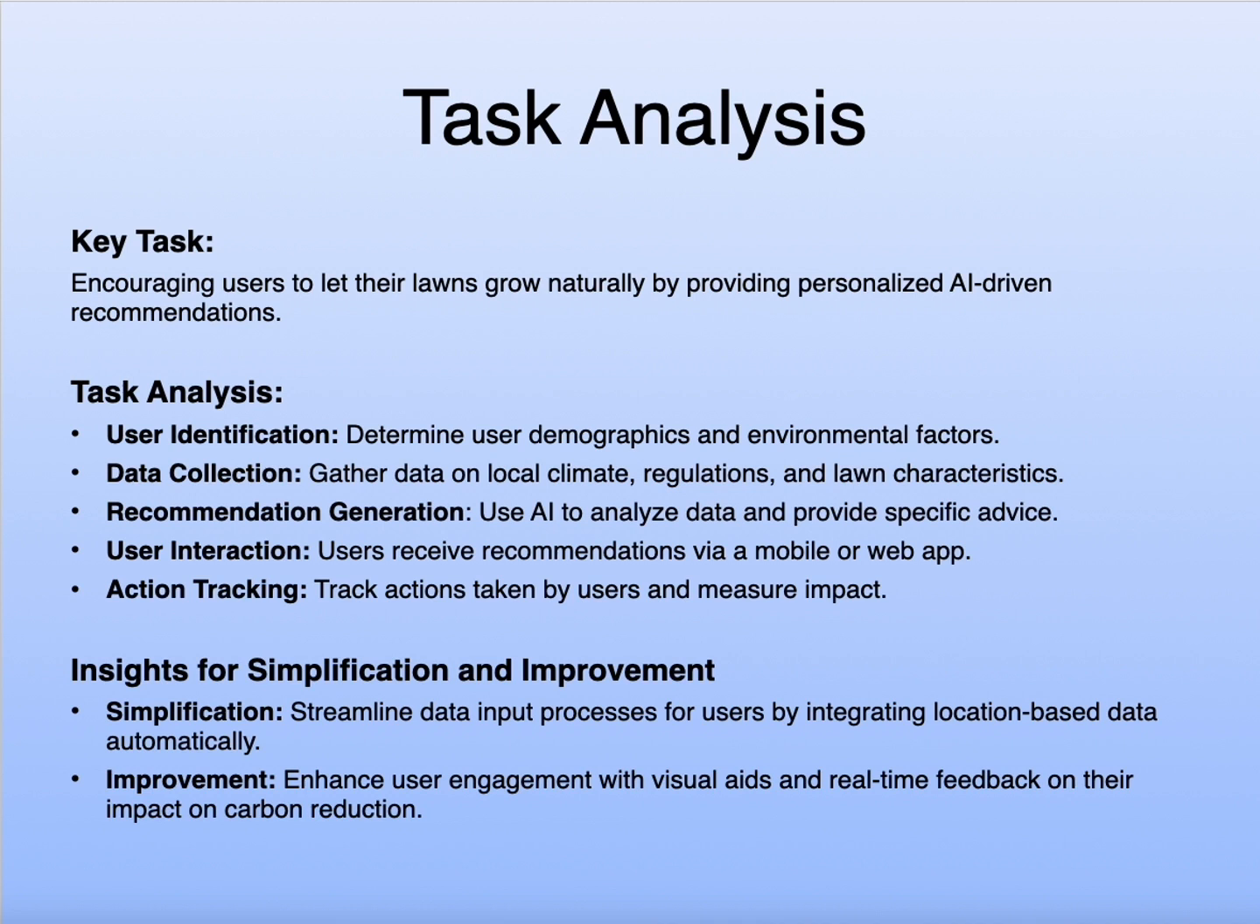User interaction: users receive recommendations via their mobile or web app. This mostly just focuses on a mobile app, but it could have web applications because it's an API. Action tracking: track actions taken by users and measure impact. So, insights for simplification and improvement, okay, that's great. How can we make this easier?